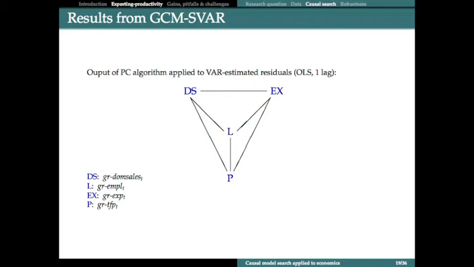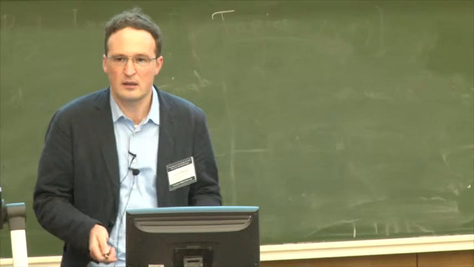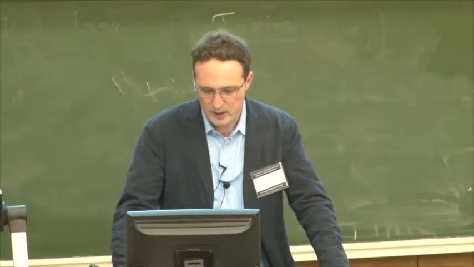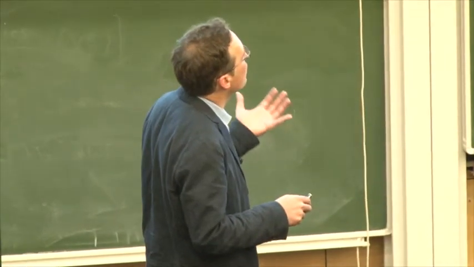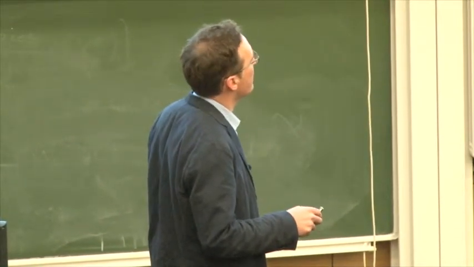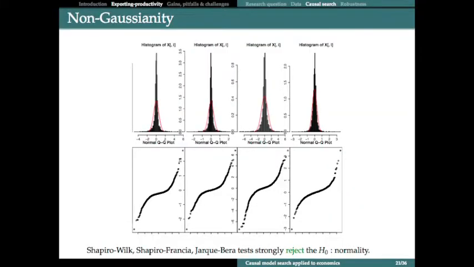But a graphical causal model is a constraint-based causal search, and it has to be based on conditional independence tests that are adequate with respect to the probability distribution. The Fisher Z transformation test requires Gaussian data. We can use other tests, like the Wald test on the VAR residuals, but this also requires an asymptotically Gaussian distribution. Are the data Gaussian? No, they are not. Here in this case, they are not.